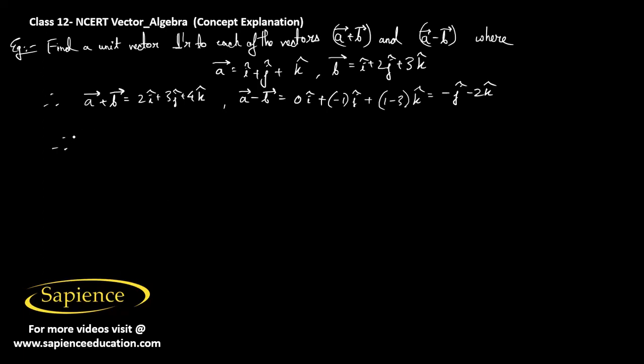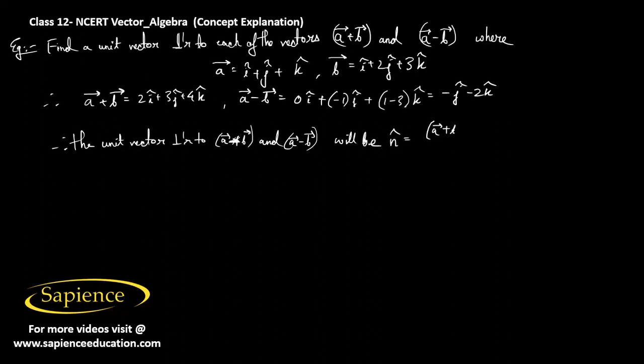So now therefore the unit vector that is perpendicular to the vectors a vector plus b vector and a vector minus b vector will be n cap, which will be equal to a vector plus b vector cross a vector minus b vector, and then divided by the magnitude of that, which is the magnitude of a vector plus b vector cross a vector minus b vector.